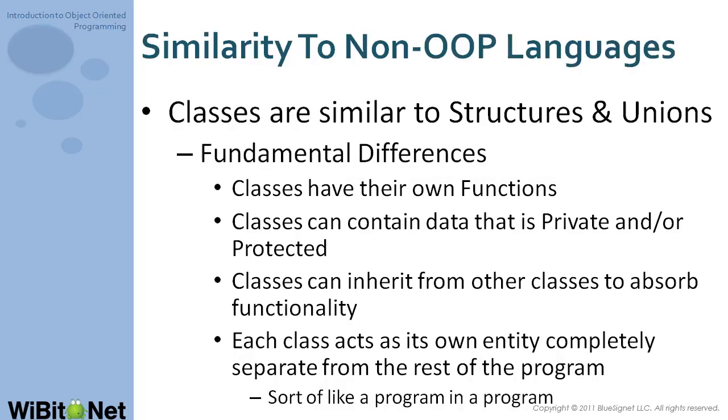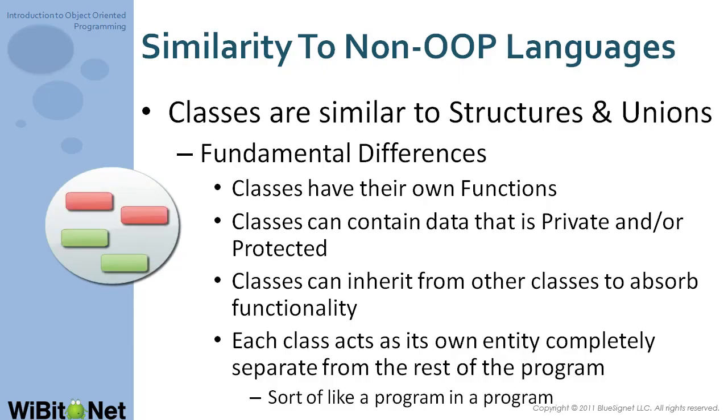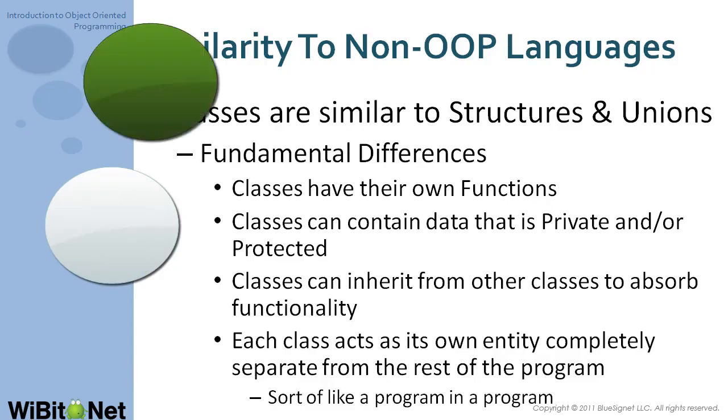How is object-oriented programming similar to concepts that we've already discussed? Well, they're kind of like structures and unions. Kind of. But they're fundamentally different in a few ways. Classes can have their own functions, which we discussed before. They're called methods. Classes can also contain private and/or protected data, which we'll talk about more in a bit. Classes can also inherit from other classes and absorb their functionality.